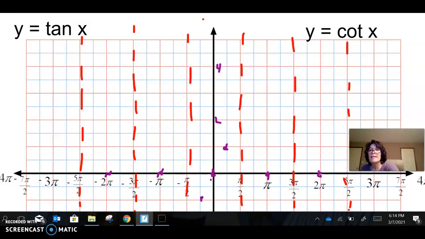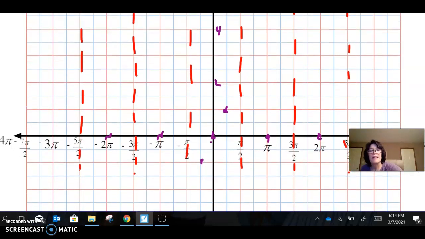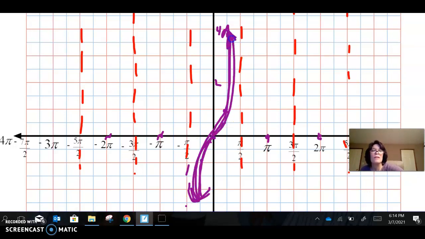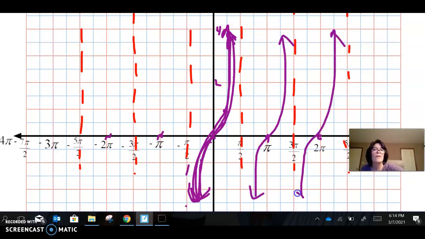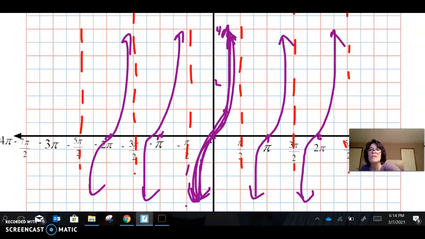If I let my asymptotes guide me here, I always say that tangent reminds me of x cubed. I know this is maybe bad, but that's just what it looks like to me. And it just keeps repeating that pattern between all its vertical asymptotes. That's what tangent looks like.